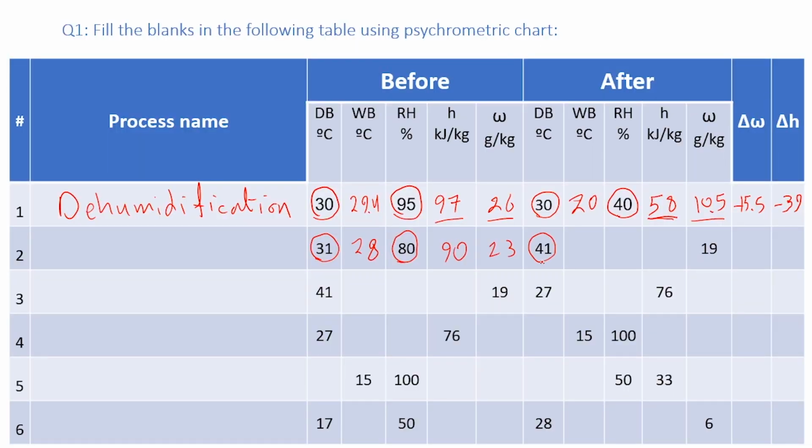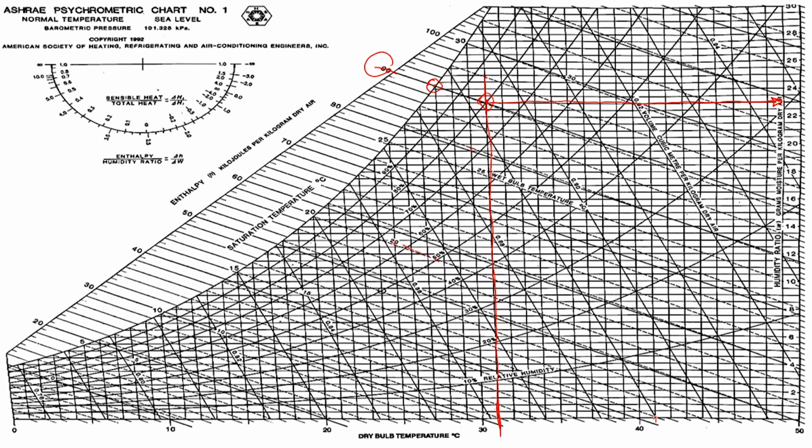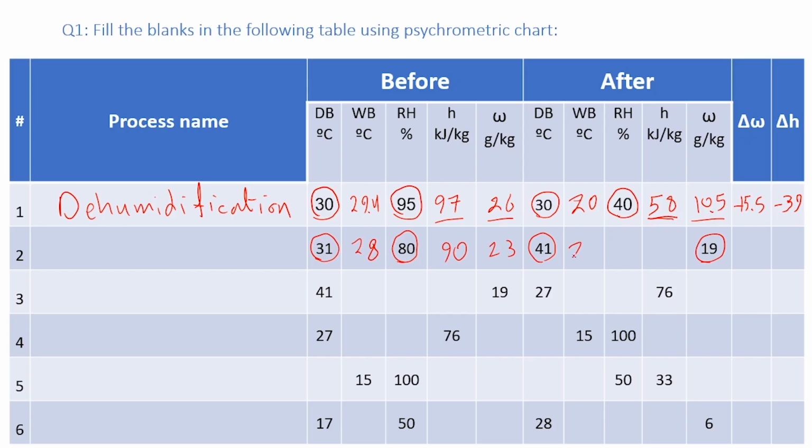Second point is 41 degrees Celsius dry bulb and omega is 19. So this is the 41 line crossing with omega 19. We can see that both points are on the same enthalpy line and same wet bulb line, and the point is going down. So this is called adiabatic dehumidification.